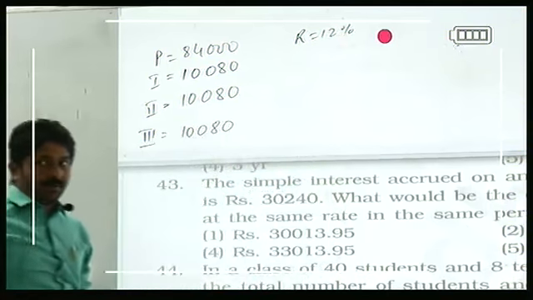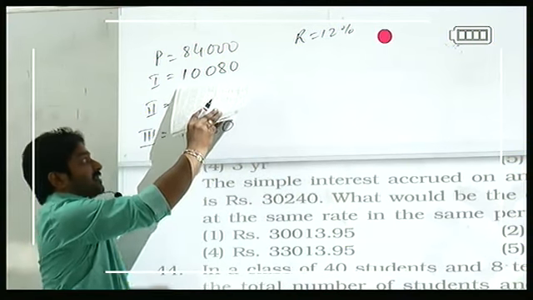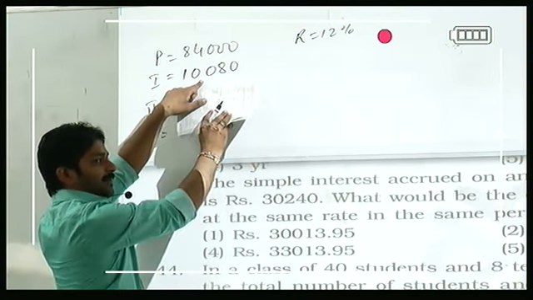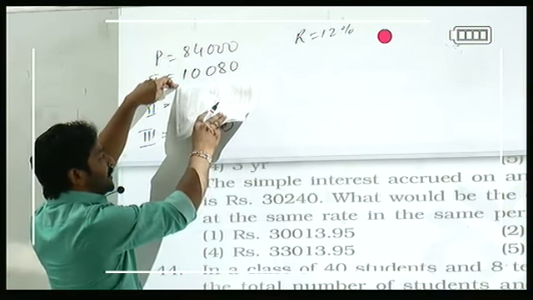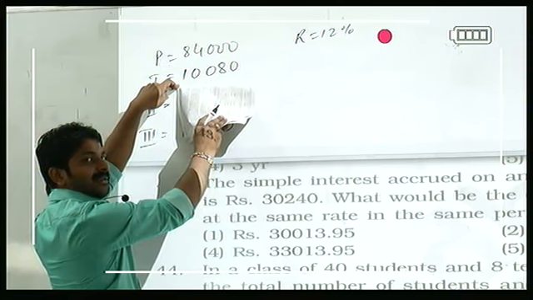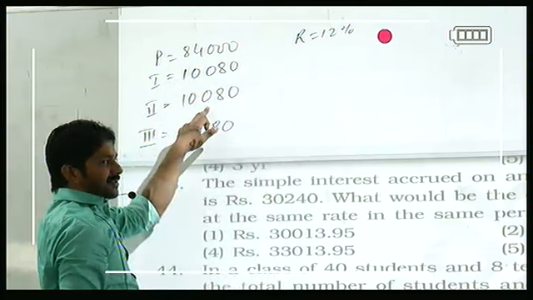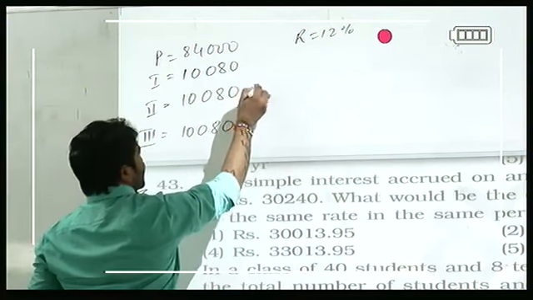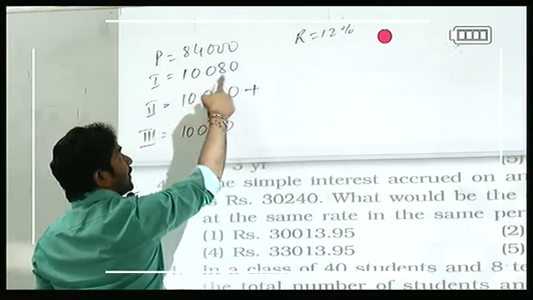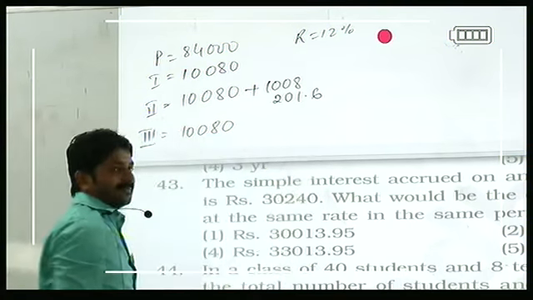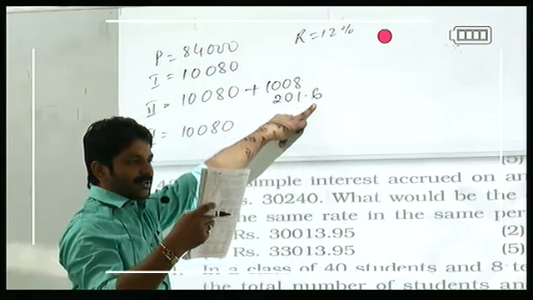Now compound interest, you know how to calculate compound interest. That is the numbers you see there. First year there won't be any difference. So that is 10,080. Second year if you want to calculate interest, you have to calculate 12% on this and 12% on this. 12% of 84,000 is 10,080. We already got it. Plus 12% of this number. 10% is 1,008. 1209.6.